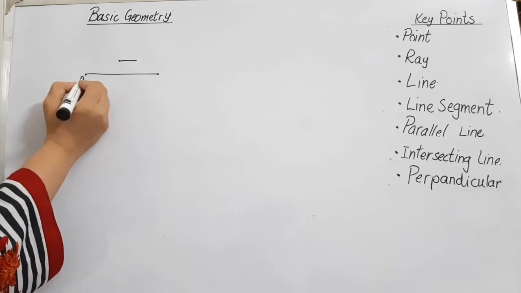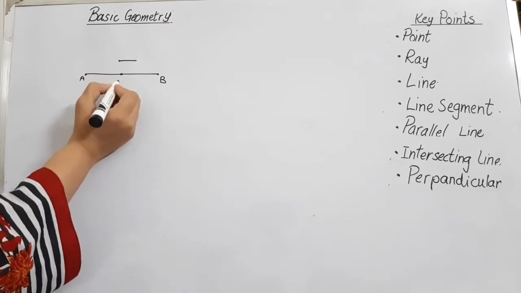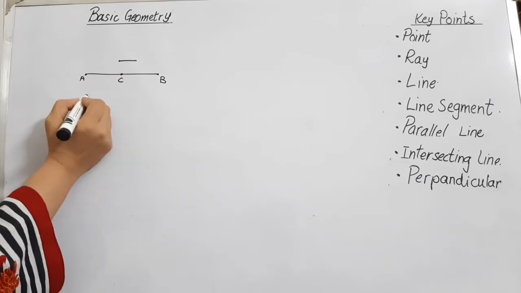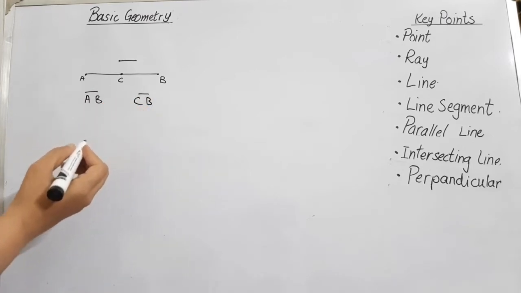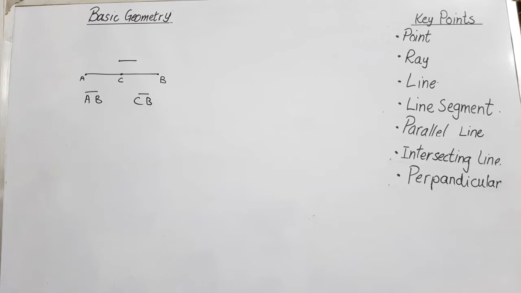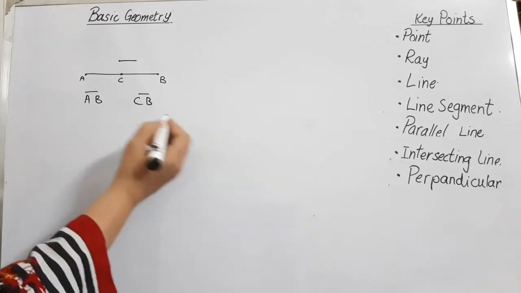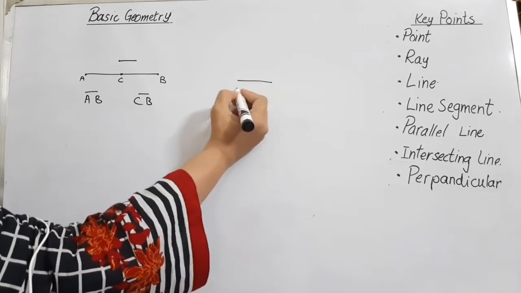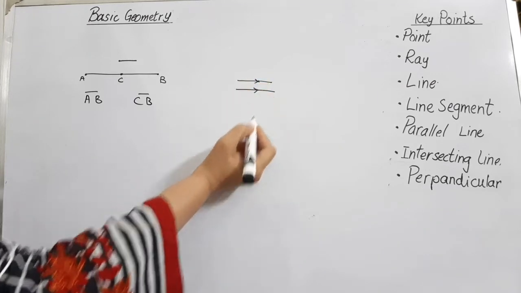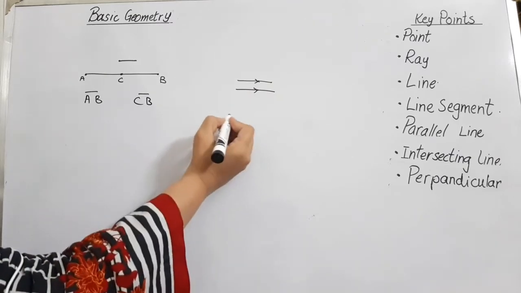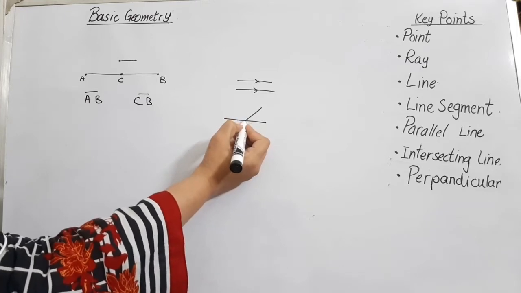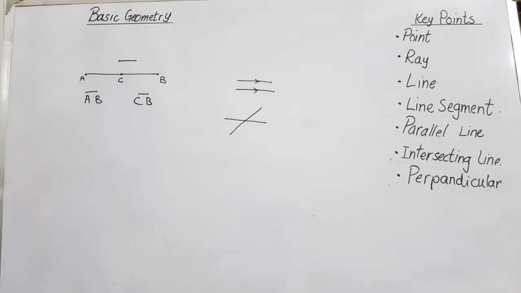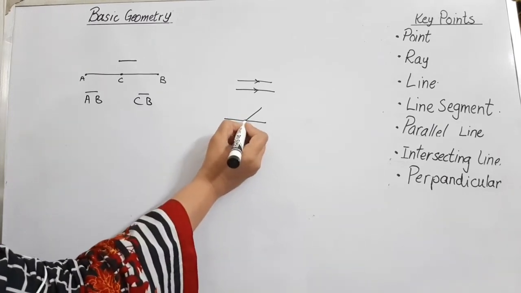If I draw A and B, and if I draw one more point C here, then this line has segment AB and segment CB. So in this way, there are many line segments in a line. The next thing is, these two lines are parallel lines. They are always equal distance apart, and when we move across this parallel line from here, this is called the intersecting line, and the intersecting line has a point, and there it is called a point of intersection.